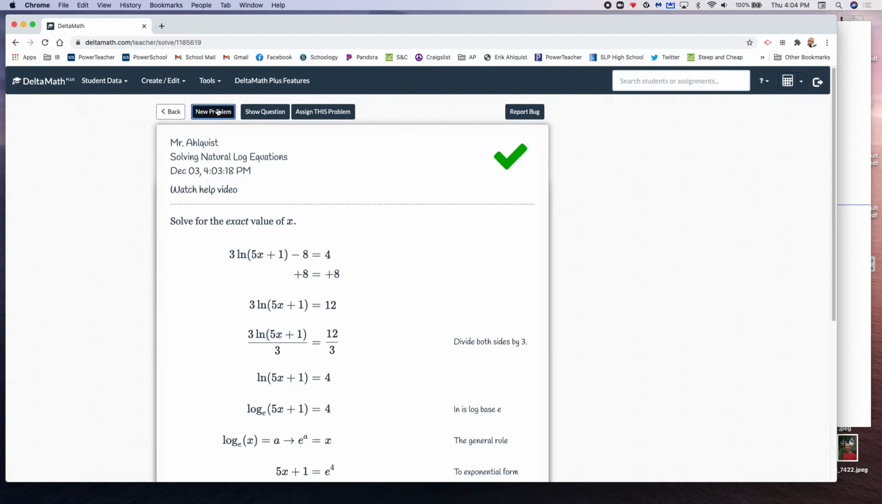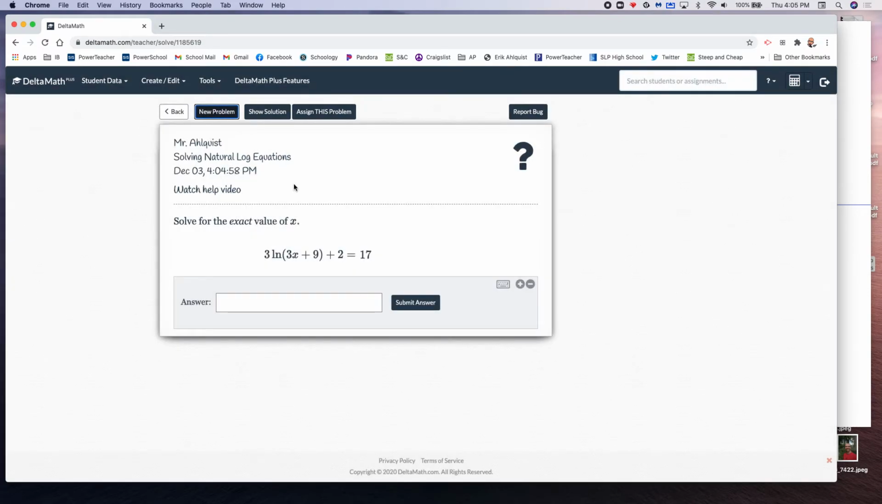Okay, so one more, and I'm going to have you do this one. So go ahead and write this one down. Pause the video. Come back and follow through the steps and see if you have the same thing. You got 3 times the natural log of 3x plus 9 plus 2 equals 17. Go ahead and pause the video. Hopefully you're back with me.